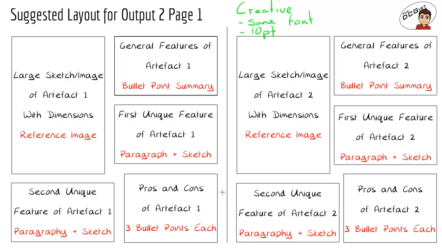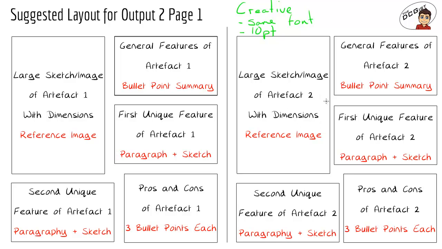Then you'll put in your pros and your cons for artifact 1 individually, and that'll be 3 bullet points each. So 3 pros for your first artifact and 3 cons for your artifact. So that will just show that you're looking at the artifacts in sufficient depth before you compare them to one another. Then the same exact points need to be made about the second artifact.